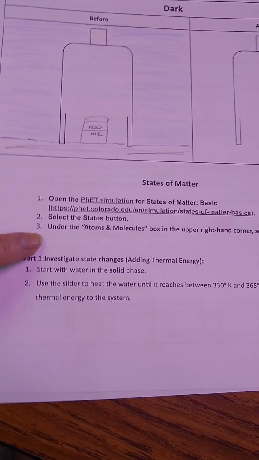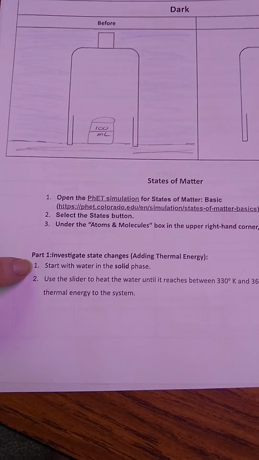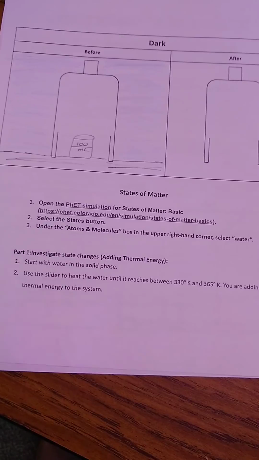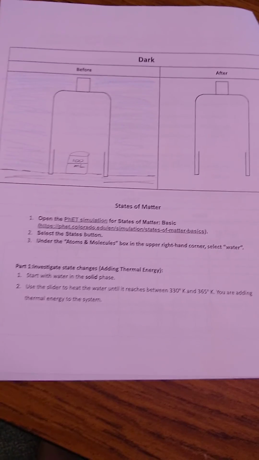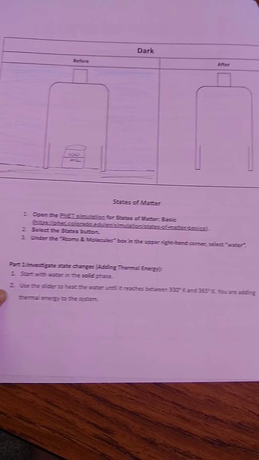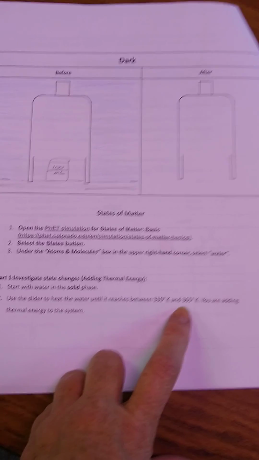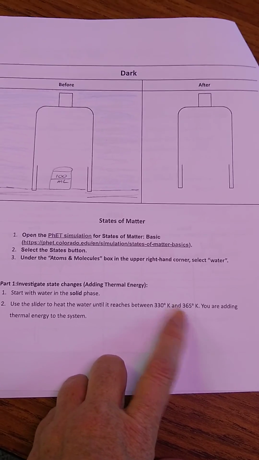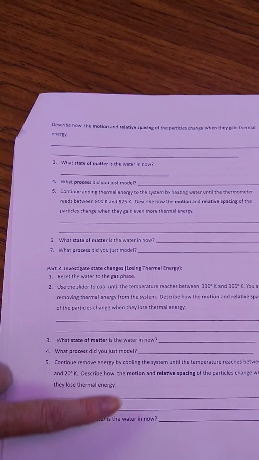What we did today as a class then was we got back on the PhET model, same website that we were at before, except this time now we're not going to ignore the thermometer and the addition of thermal energy. We're going to play with those little sliders today. So you're going to start with water in the solid phase. Use the slider to heat up the water until it reaches between 330 degrees Kelvin and 365 degrees Kelvin. And again, you can tell that from the little thermometer that's there. And then you're going to follow your way through and just answer those questions as you go.